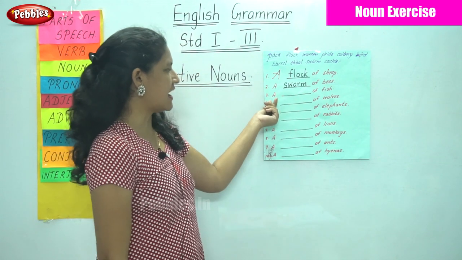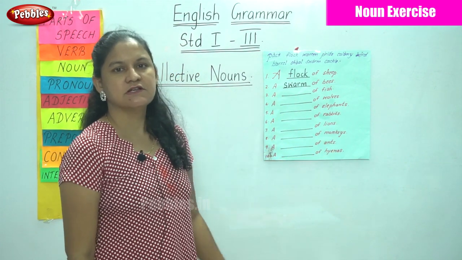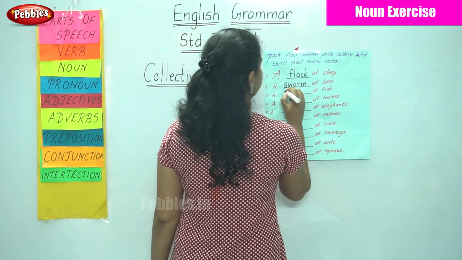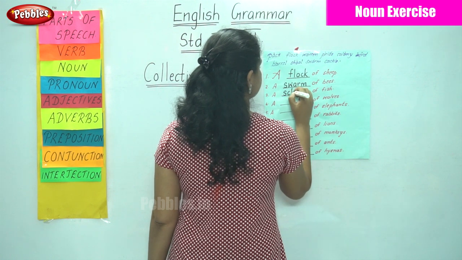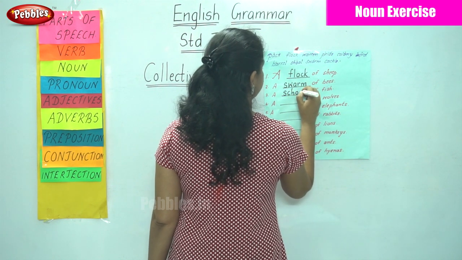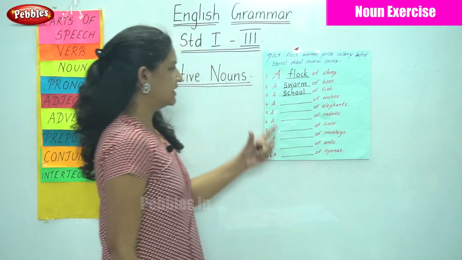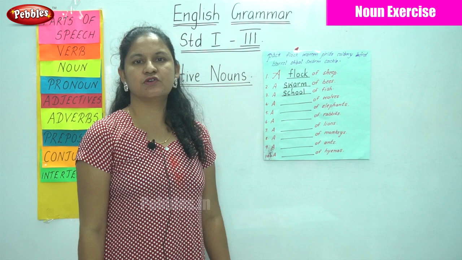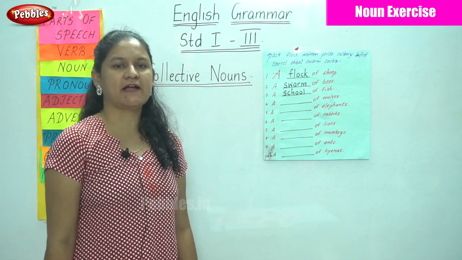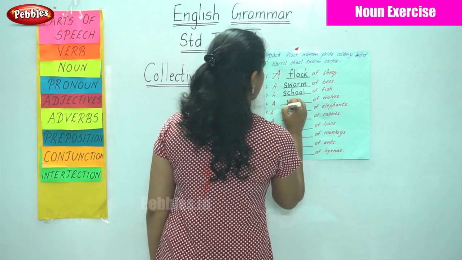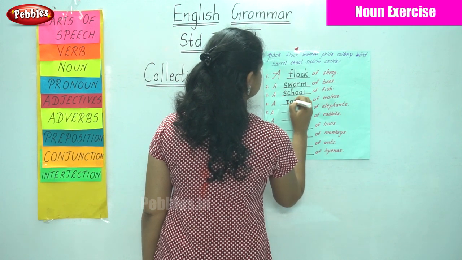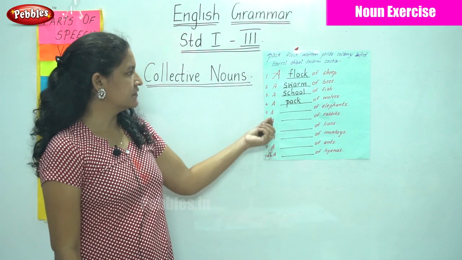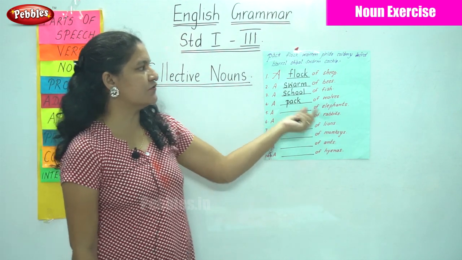The next sentence we have a dash of fish. So the collective noun for fish is school, a school of fish. So we use the collective noun school. In the next sentence we have a dash of wolves. So when it comes to a group of wolves, we call them a pack. We say a pack of wolves. The next sentence we have a dash of elephants.